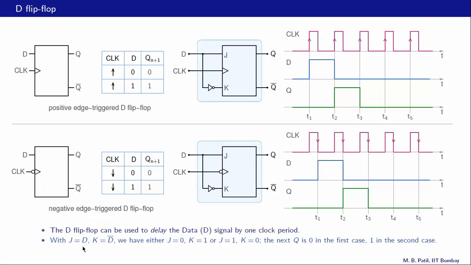With J equal to D and K equal to D bar, we have either J equal to 0, K equal to 1, or J equal to 1, K equal to 0, and therefore the next Q is 0 in the first case and 1 in the second case. This we have already discussed. Instead of a JK flip-flop, an RS flip-flop can also be used to make up a D flip-flop, with S equal to D and R equal to D bar.